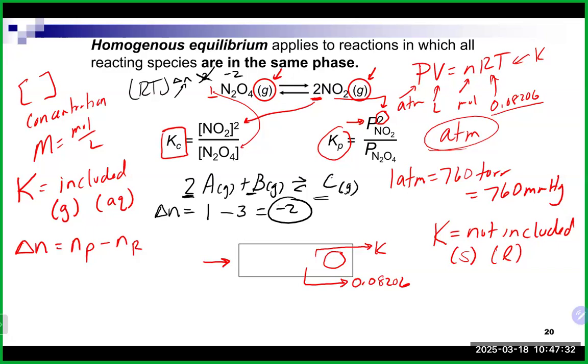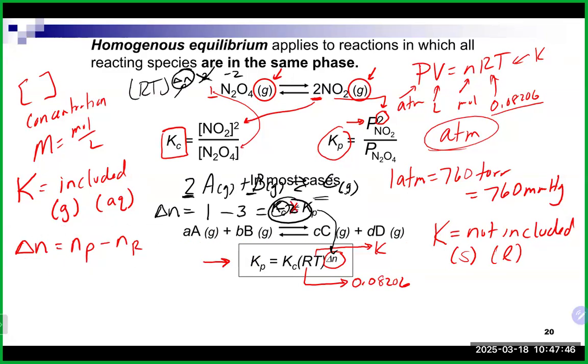You do need to worry about the negative if it is negative, because that will affect what you get when you pop it into this part right here. You're going to get a different answer or the wrong answer. So if that difference is negative and you want to do products minus reactants, you just don't ignore it, because mathematically you will get the wrong answer. Any questions on that there?